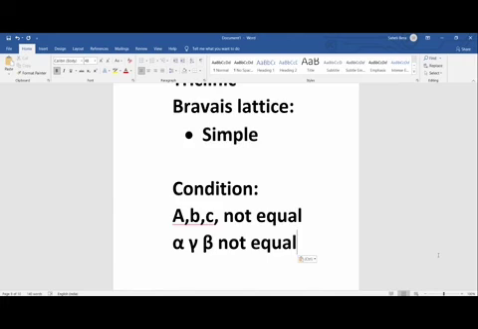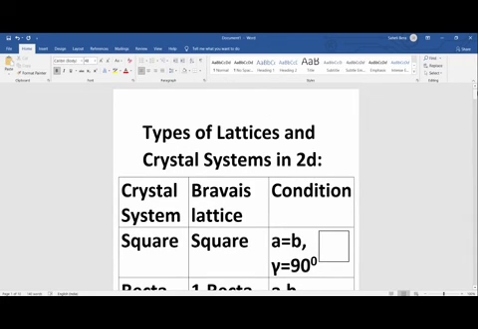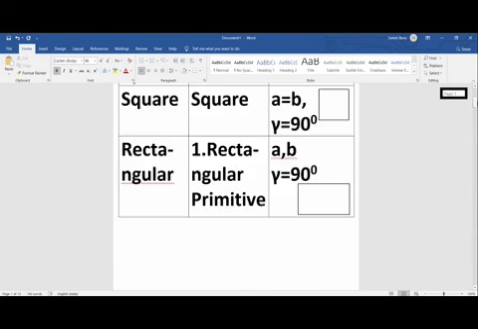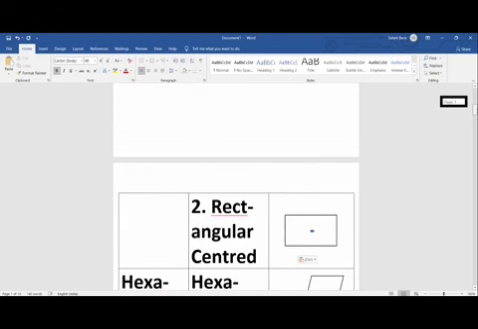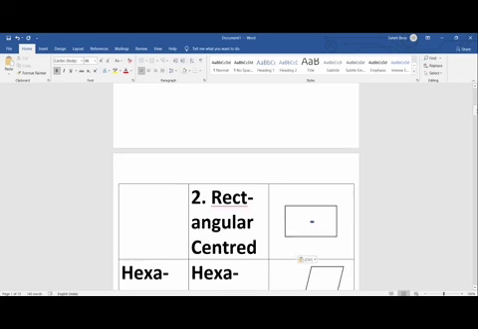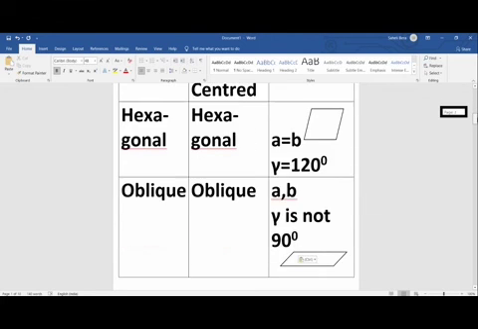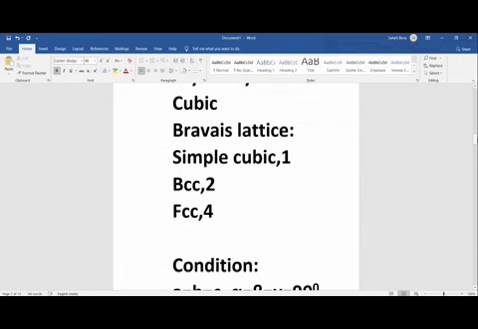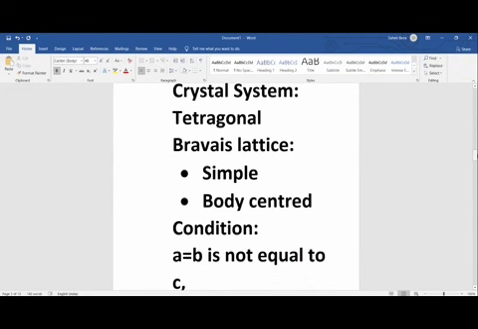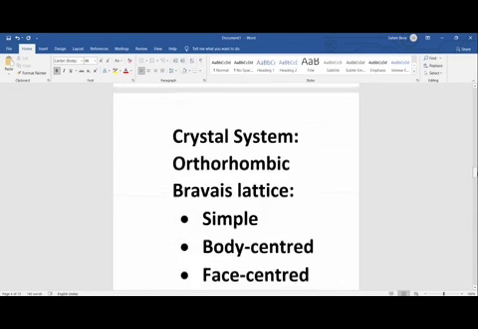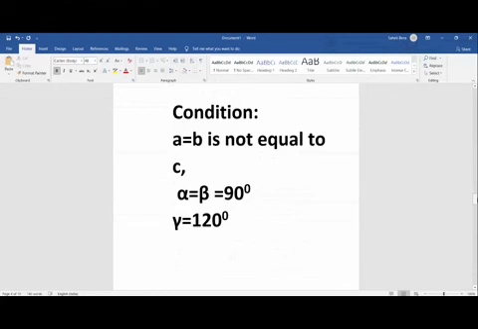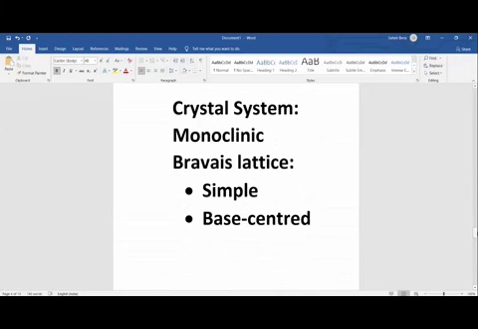So today's summary is the types of lattice and crystal system in 2D and in 3D also. In 2D there are 4 crystal systems and 5 Bravais lattices. 5, why? Because there are 2 in rectangular, primitive and rectangular centered. In rectangular centered, one extra point is in the center of the rectangle. And in 3D there are 7 types. I am going from most symmetric to least symmetric. So there will be cubic, then tetragonal, then orthorhombic, then hexagonal, then trigonal, monoclinic and triclinic.